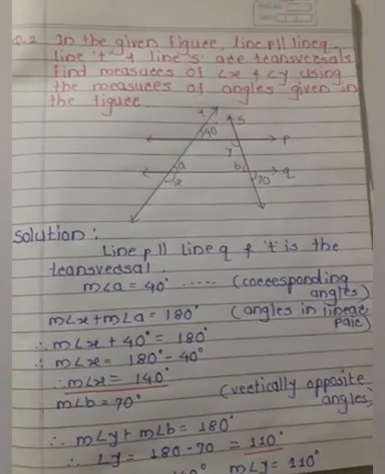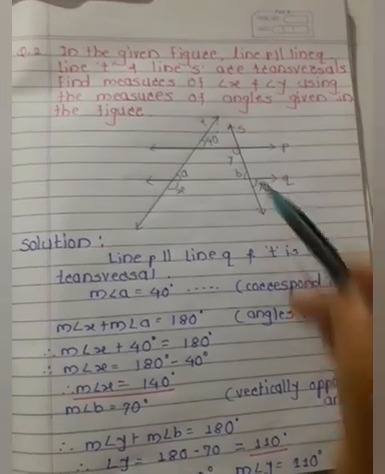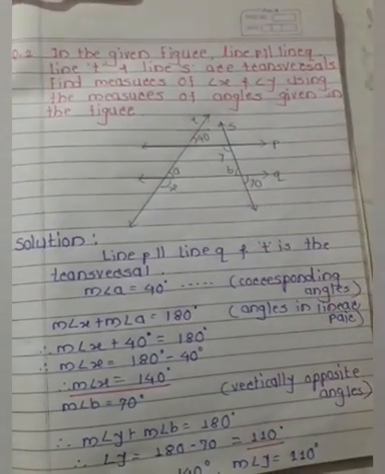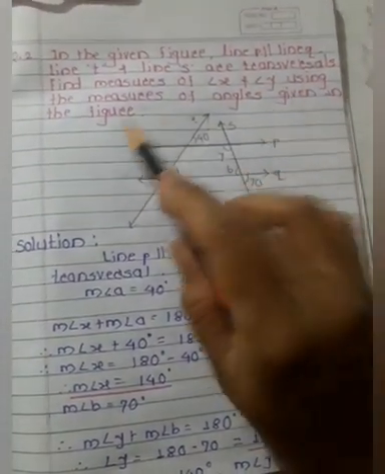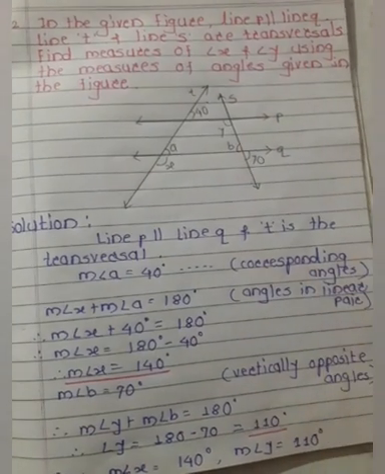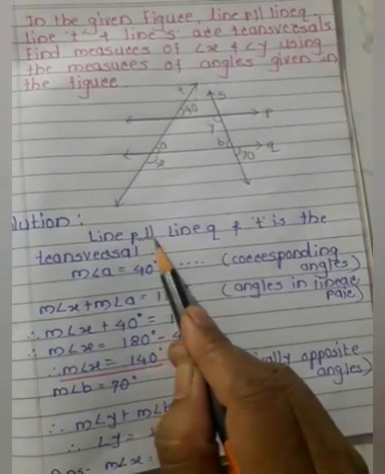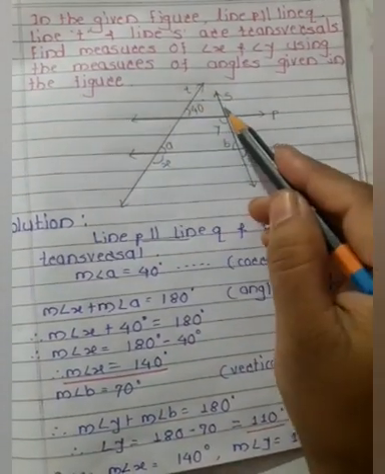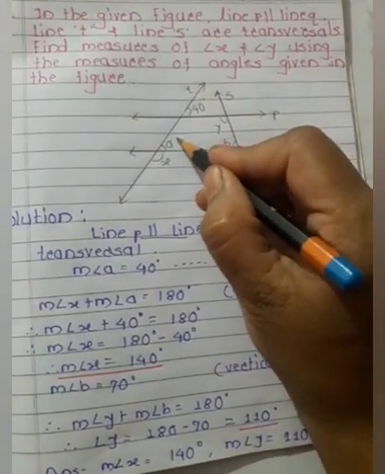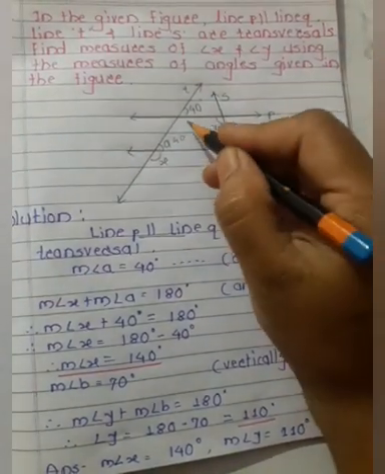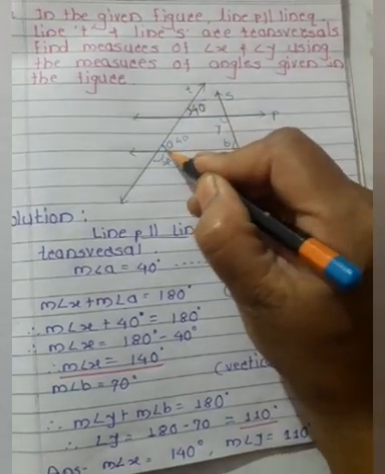Now the next question. In the given figure, line P is parallel to line Q. Line T and line S are the transversals. Find the measures of x and y using the measures of angles given in the figure. Now the solution. As you know, line P and line Q are parallel, we have written here, and line T and line S are the transversals. Now the measure of angle A is equal to 40 degrees because these are corresponding angles, this angle is 40 degrees, that's why this is also 40 degrees.